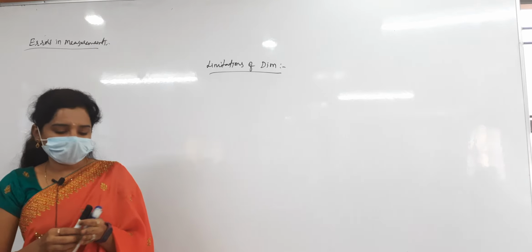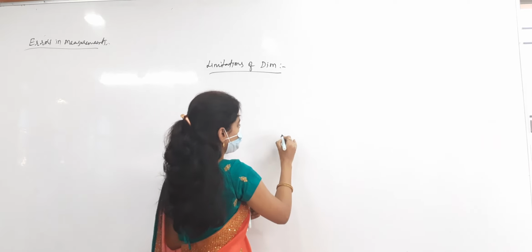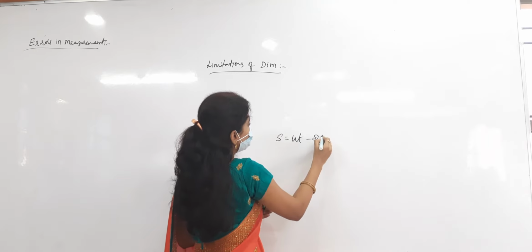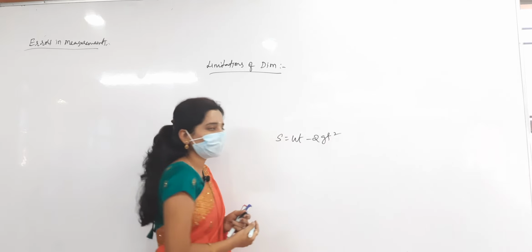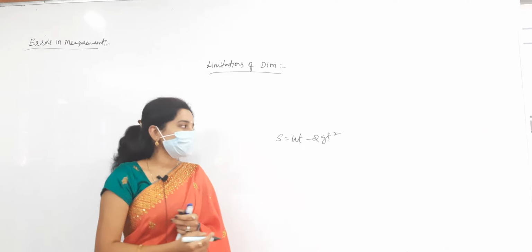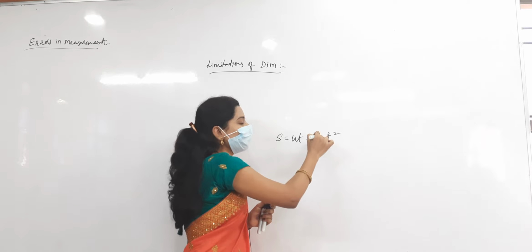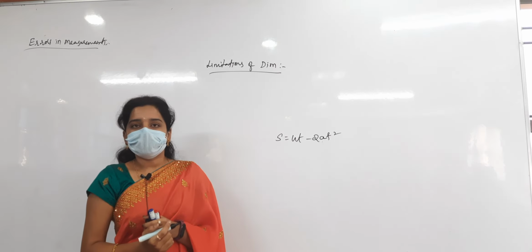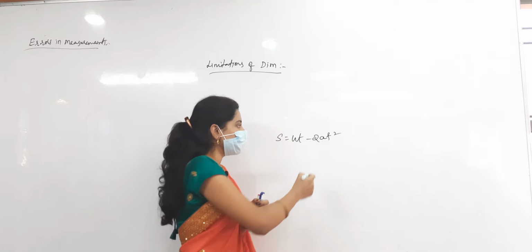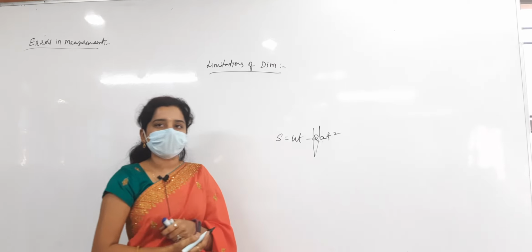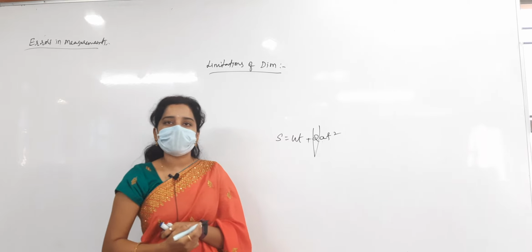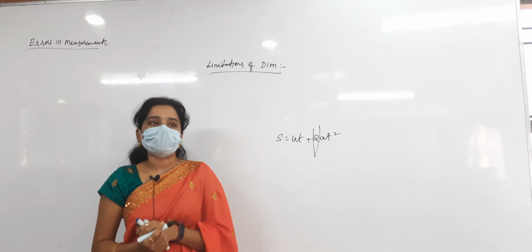Next, whenever we have solved already, s is equal to ut plus 2gt square. Is that the correct formula? It is not the correct formula. Which is the correct formula here? Half at square is the proper formula. But even then we are saying that this is correct dimensionally. But what about this one? This is wrong. We cannot take that. We have to take half. We have to take plus. That will be the proper formula.